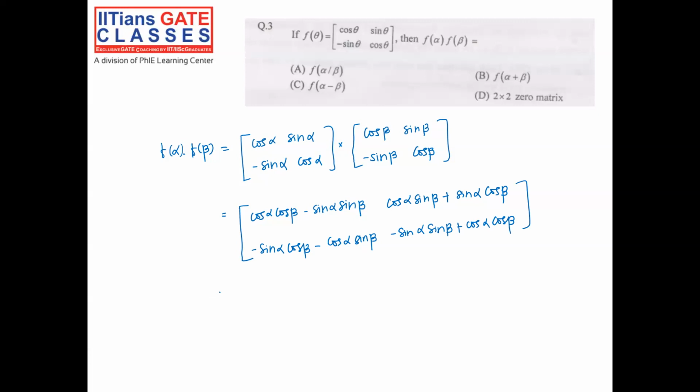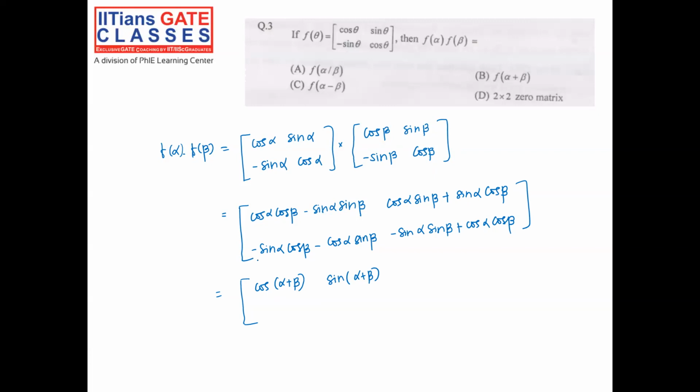So let's try to figure out what this is. We know the formulas for cos A plus B. What is the formula for cos A plus B? Cos A plus B is equal to cos A cos B minus sin A sin B. So the first term belongs to cos of alpha plus beta. The second term we can write as sine of alpha plus beta, because sin A plus B is equal to sin A cos B plus cos A sin B. So you can clearly see it is in the same format.